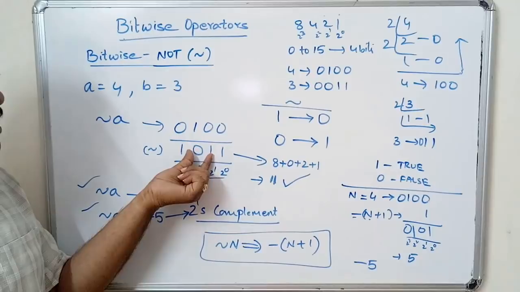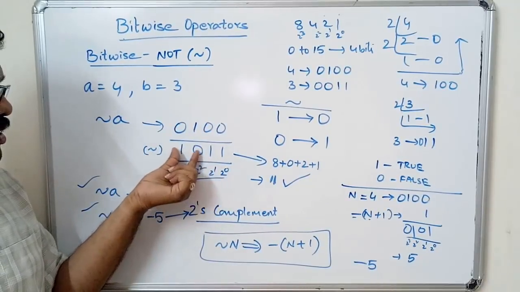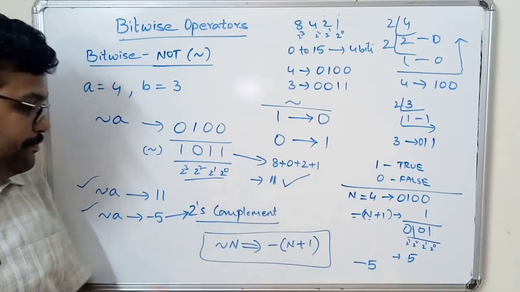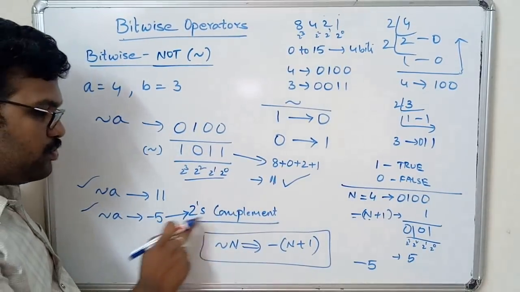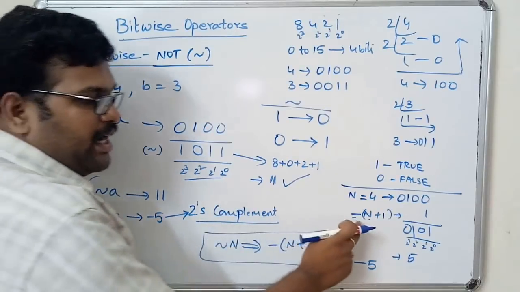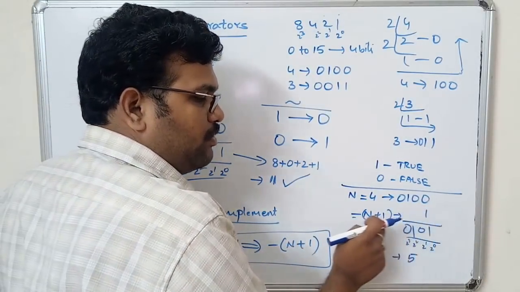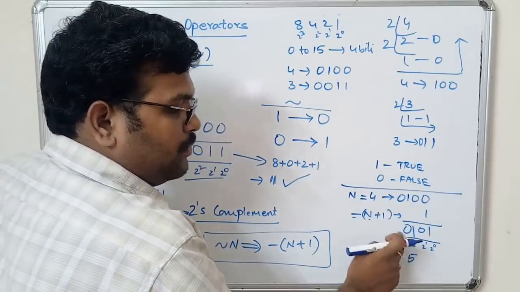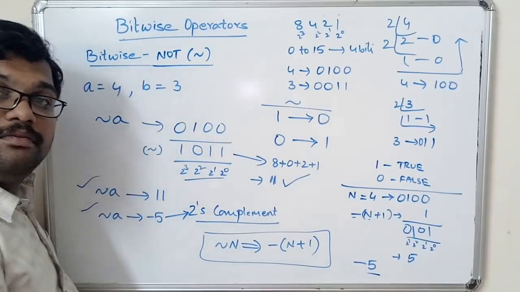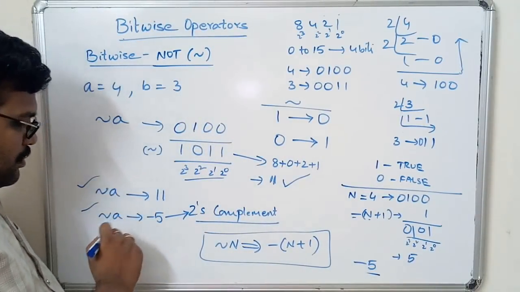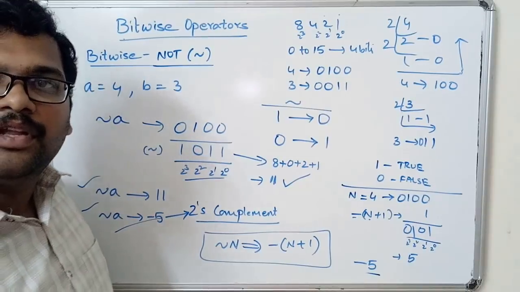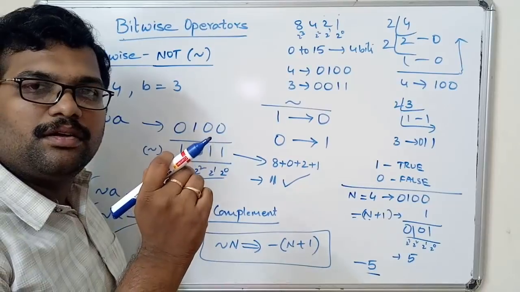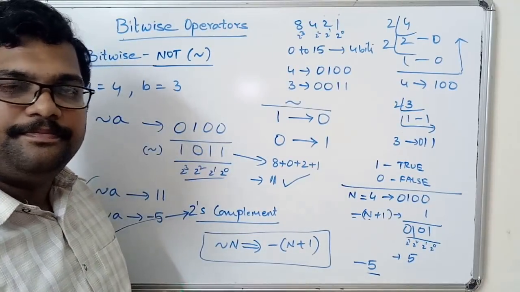Here we have converted it and applied the NOT operator, and we get the result as 11. Applying 2's complement, that means minus n plus 1, we have to add 1 for this 4. So we got minus 5. This is in 2's complement. Hope you understood this NOT operator. Somewhat complex, but very simple.